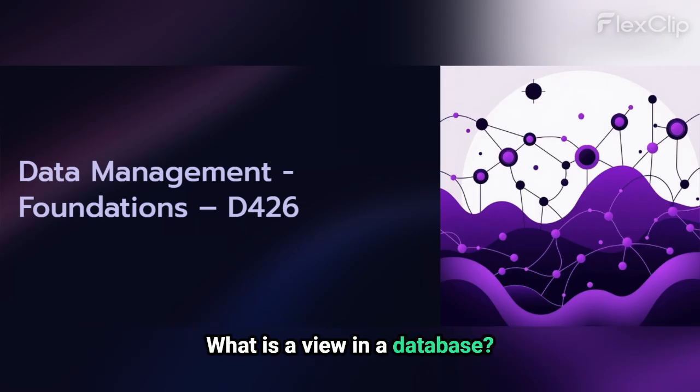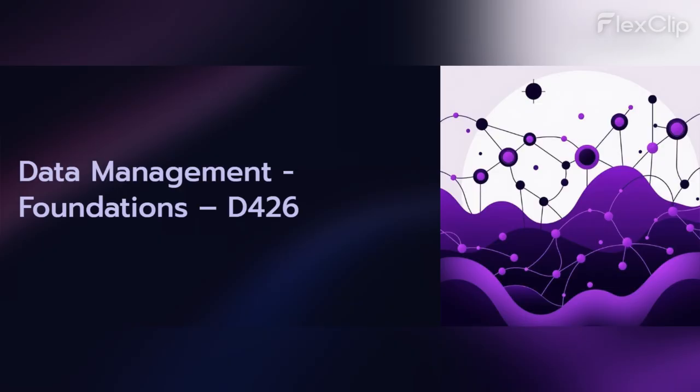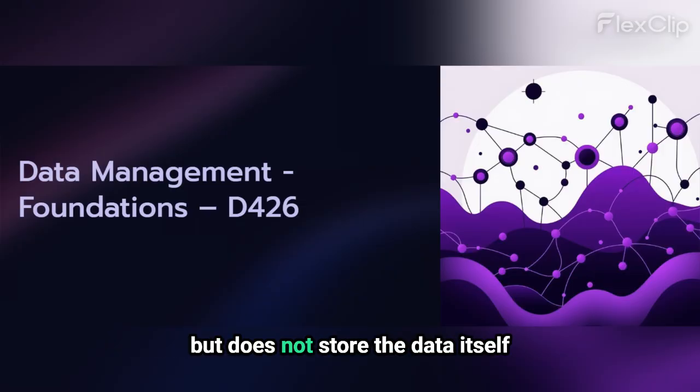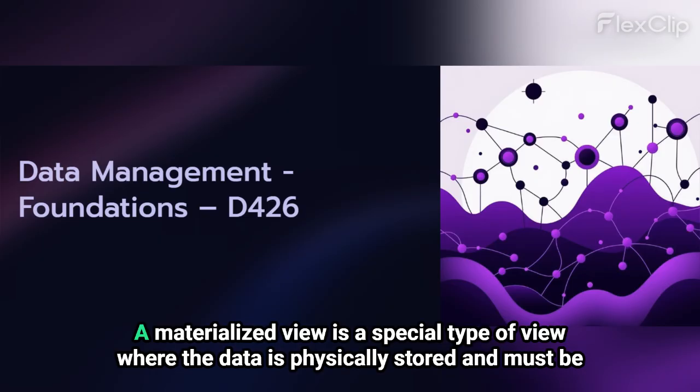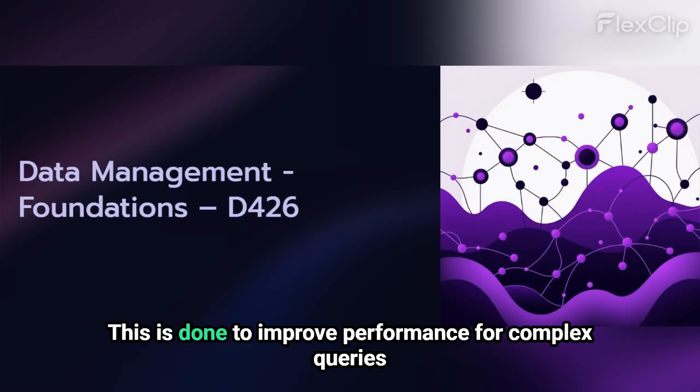What is a view in a database? A view is a virtual table based on the result set of an SQL statement. It contains rows and columns, just like a real table, but does not store the data itself. What is a materialized view? A materialized view is a special type of view where the data is physically stored and must be refreshed periodically. This is done to improve performance for complex queries.